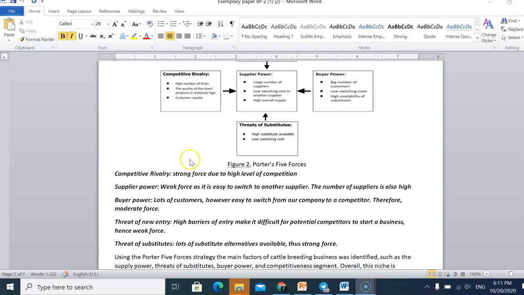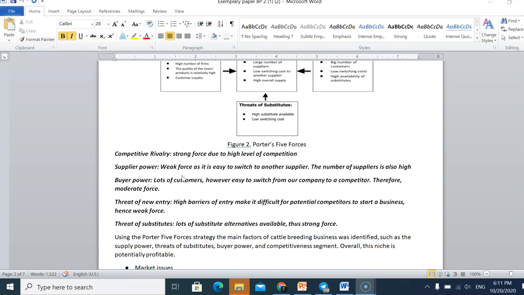As I've given you an example in this particular case, these guys, the cattle breeding business, have huge competition. Therefore, the force imposed on their business by strong competition implies a strong force on them. The supplier power in this particular case is given as a weak force, and the reason is that there are lots of suppliers out there which they can choose from.